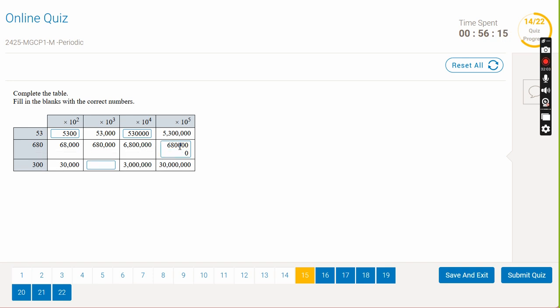So count how many zeros there are. After 680, 1, 2, 3, 4. I need to add another 0. Now it's complete. 5 zeros. So 1, 2, 3, 4, 5. Good job. The next one, you have 300 and you'll be adding 3 zeros after it. You can see it's written 3 above in here. So we'll be adding 3 zeros. This will be 3, 0, 0 and then 3 zeros.